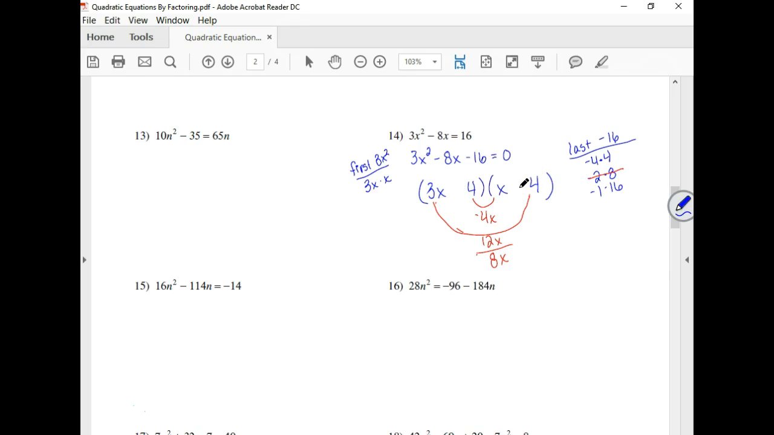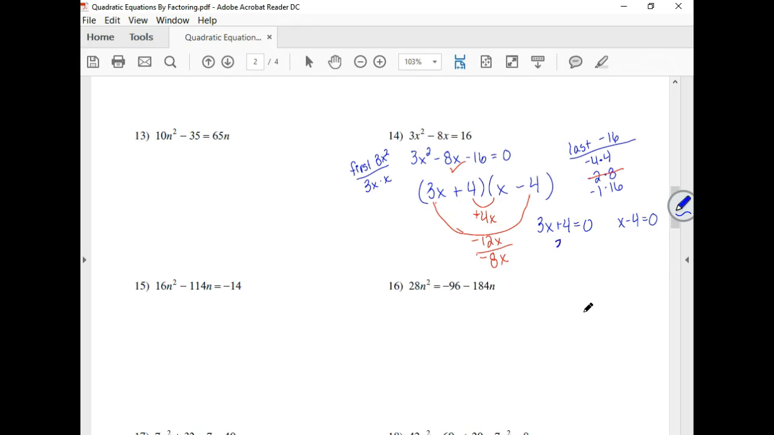So if I make this a 3x plus 4 and an x minus 4, we'll see what happens here. Now when I multiply 4 times x, I get a positive 4x, and 3x times negative 4 gives me a negative 12x. And when I add those together, I get a negative 8x. So I have now factored this correctly. Now, I've not found my answer yet. I do need to set each term, or each binomial equal to 0. So I'll have 3x plus 4 equals 0, and I'll also have x minus 4 equals 0.